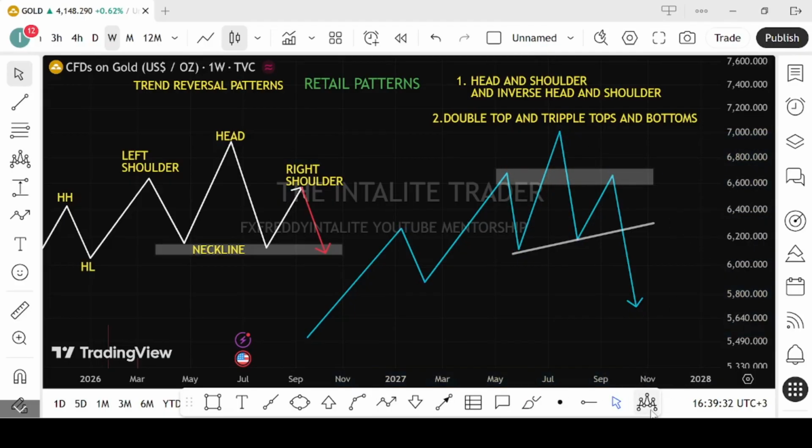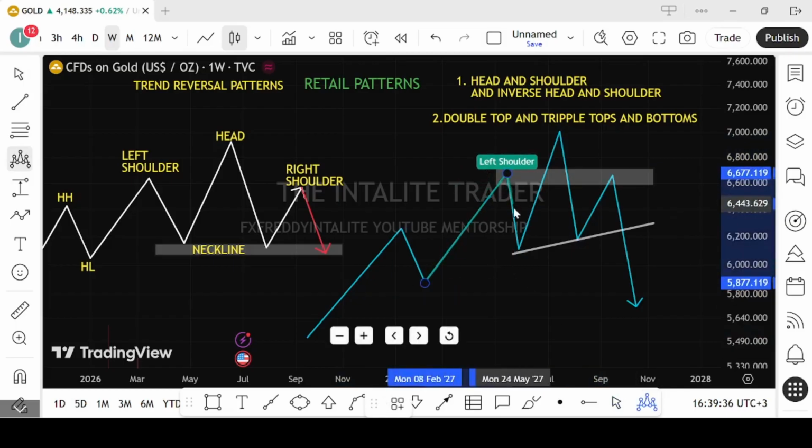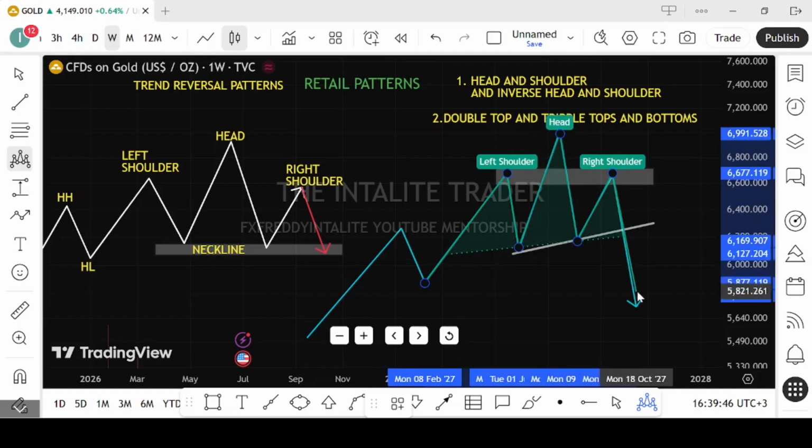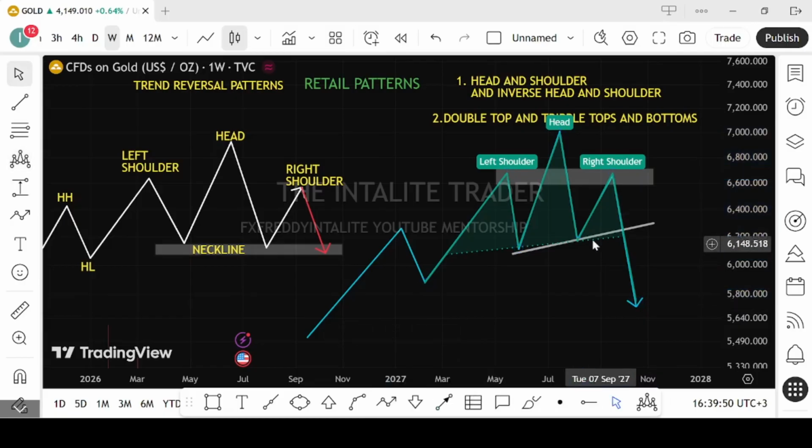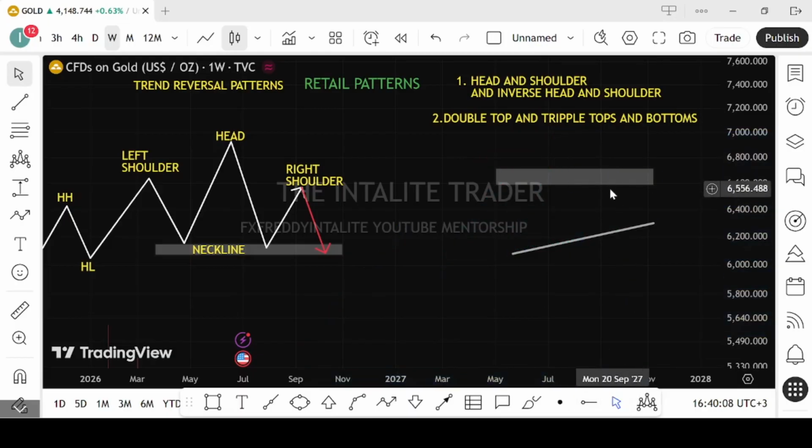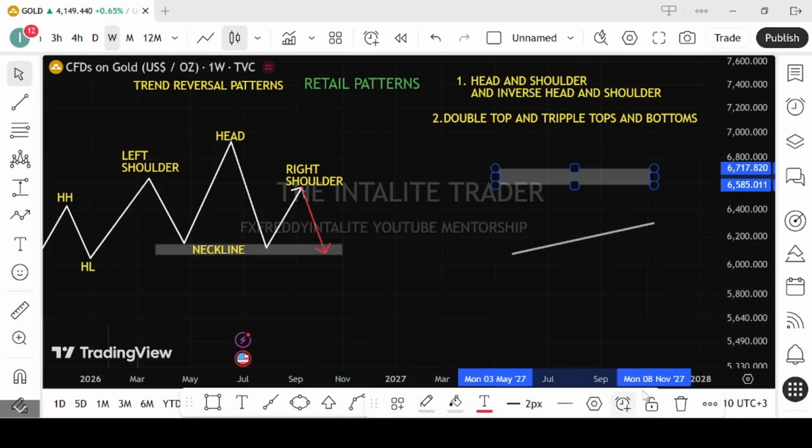pattern. Because, as I said, always use this tool. It will guide you. Now, when you put in this, you can see this is a head and shoulder pattern. When it breaks the neckline, then the pattern is confirmed. We confirm the pattern after the break. If the pattern is not broken, then that means the pattern is not valid. There is also another one which can form.